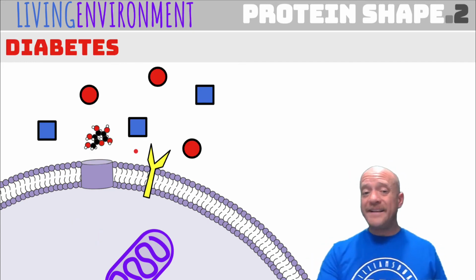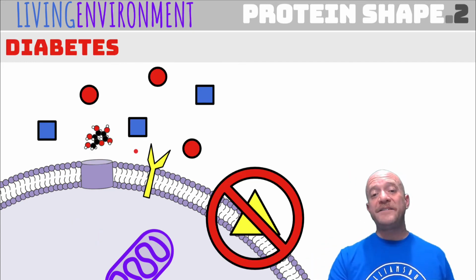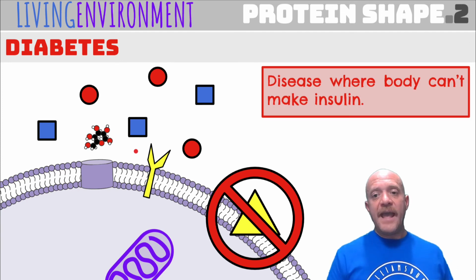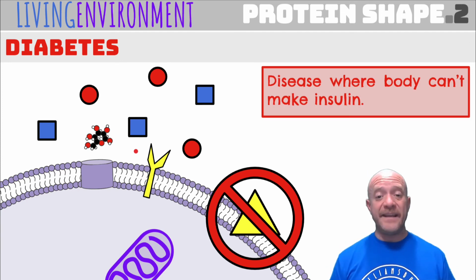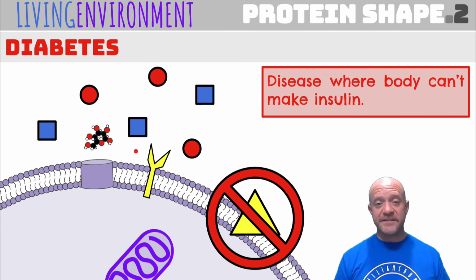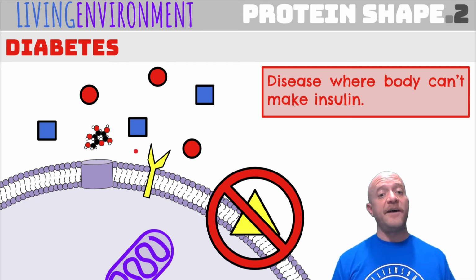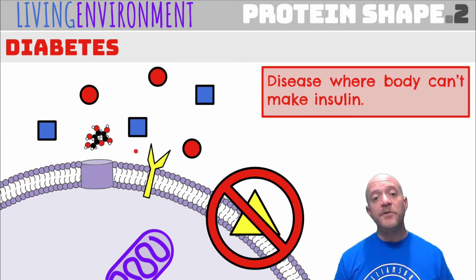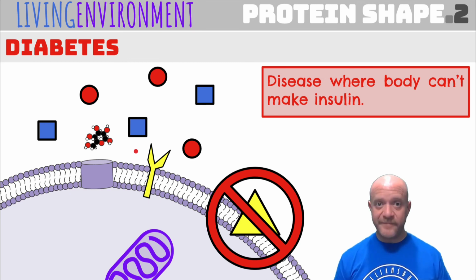Now, diabetes is when we don't make this insulin. And it's a disease where the body can't make insulin. So what has to happen is you need to take injections that provide insulin for your cells, because if you don't have insulin, you cannot absorb the glucose, which means you don't get energy.